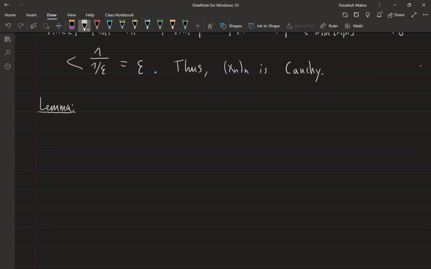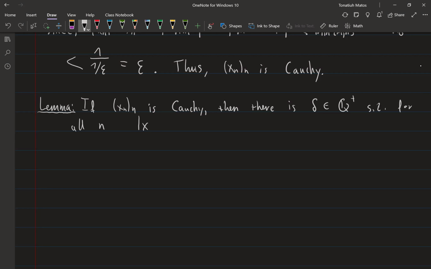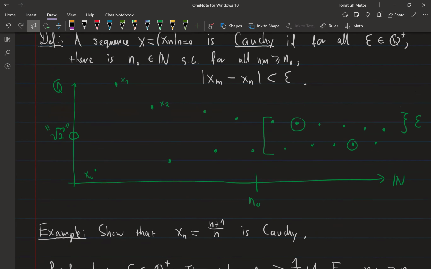Cauchy sequences are always bounded, right? They may not always be convergent, but they are always bounded, right? So if xn is Cauchy, then there is a bound. There is, let's call it delta, a positive rational number such that for all n, the absolute value of xn lies in between this delta, right? This makes sense from the drawing I did up here, right?